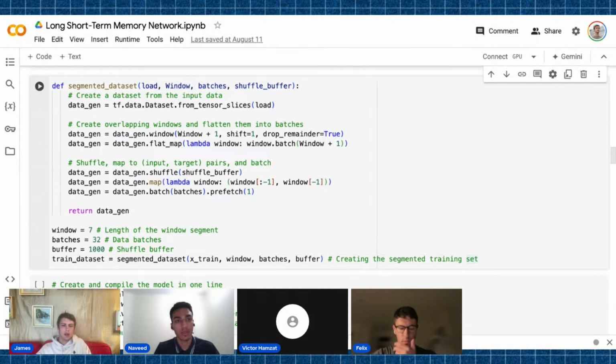The code is simply taking the entire values, and using the dot window method, it is segmenting those into lengths set by the window, and then the rest is just batching the data and creating that x and y, the x which is the features, and the y which is the label.